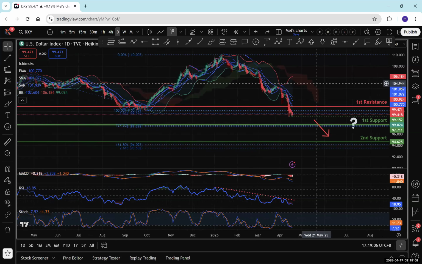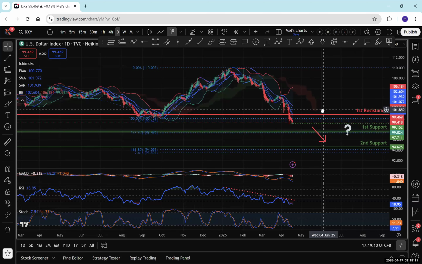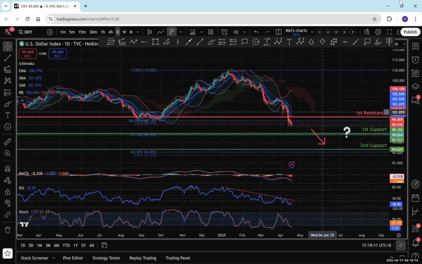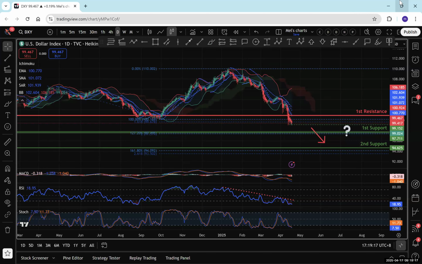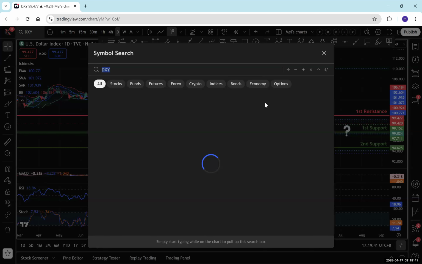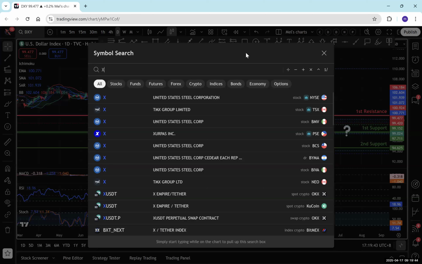Okay, that's for DXY. Any questions? No? Okay. I'm gonna move on and look at gold now, since DXY and gold tend to be inversely correlated. So here we see DXY dropping. Let's take a look at gold now. Yeah, let me save my chart.